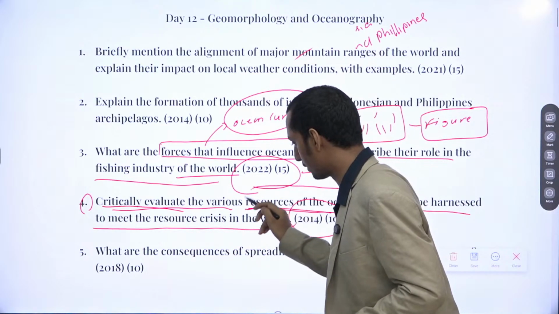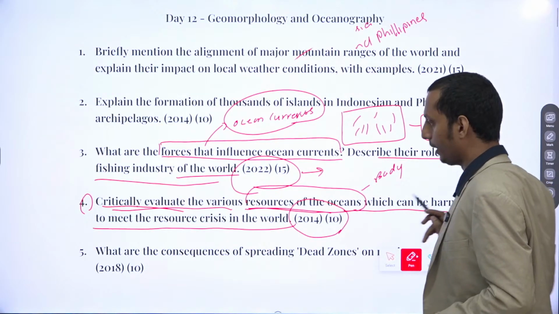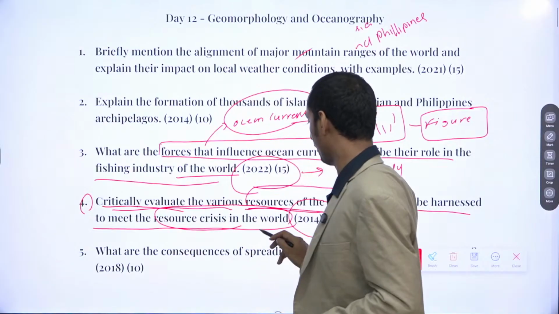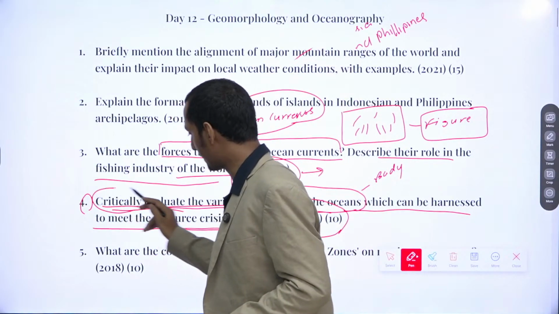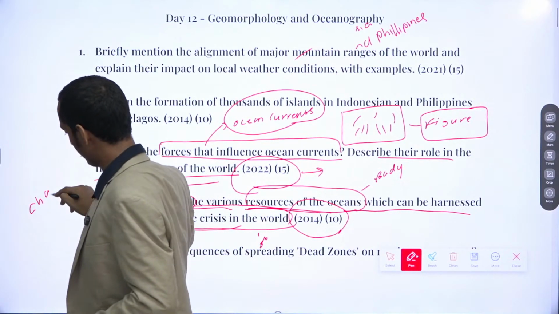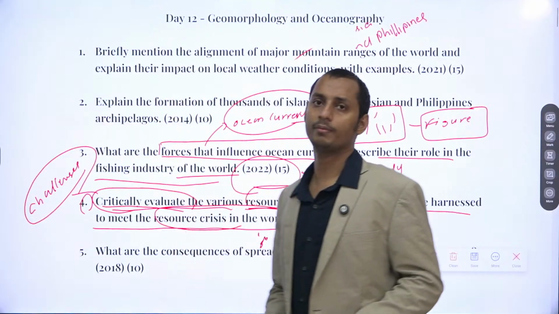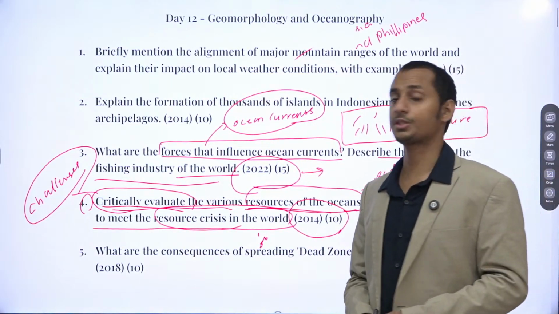So various resources of the oceans would be one of the body parts, which can be harnessed to meet the resource crisis of the earth should be the first body part. And since the word is critically evaluate, you need to also mention the challenges. You need to also mention the challenges while we excavate or we take all these ocean resources.